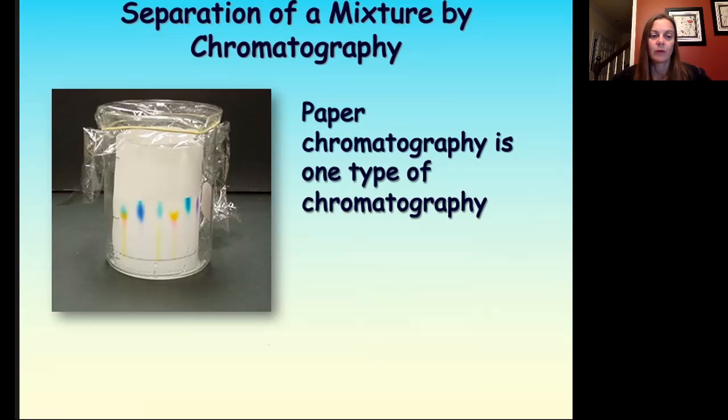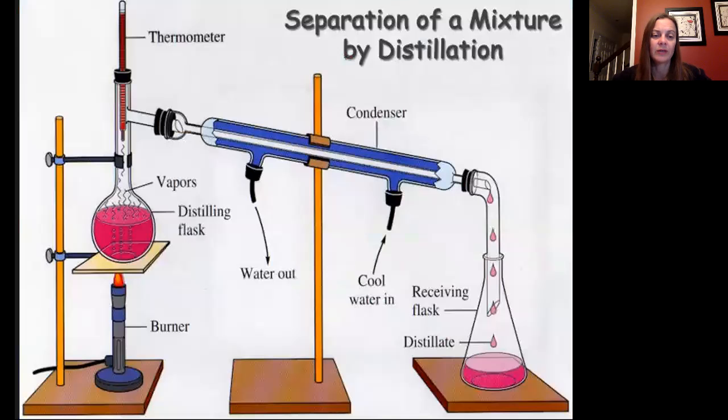There's also distillation as a separation technique. Distillation relies on differences in boiling point. And so by heating our solution, the component with the lower boiling point is going to boil off sooner. It's going to be condensed in this condenser phase and collected over here in the receiving flask.